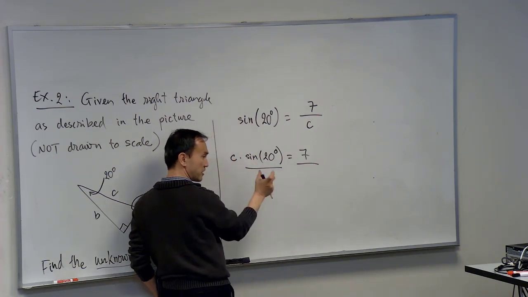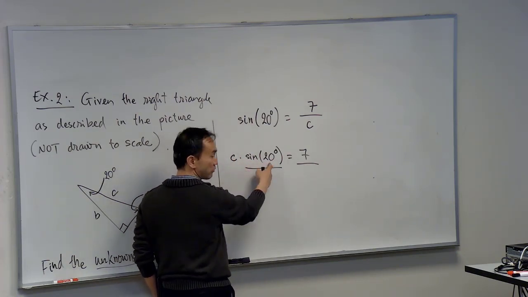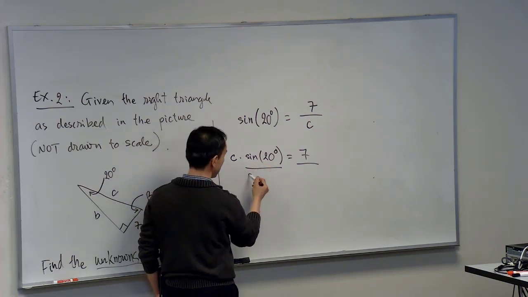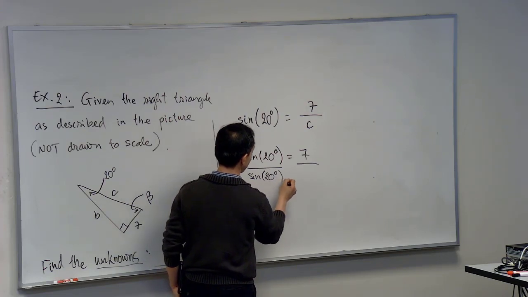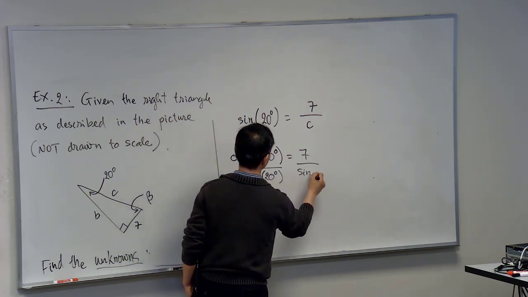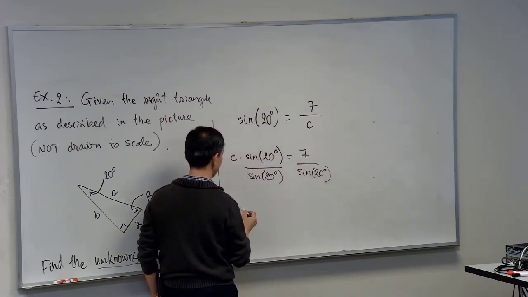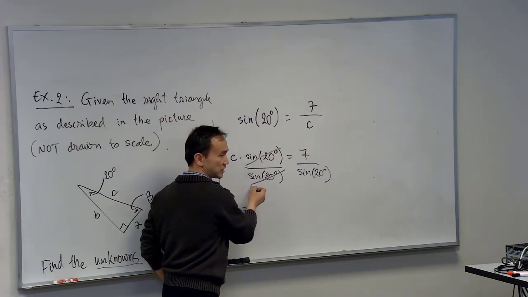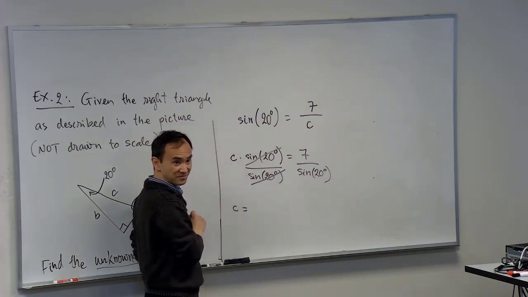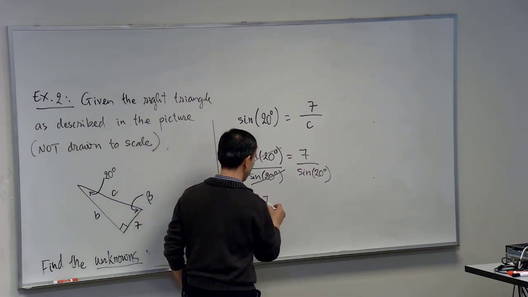Your calculator, again as a reminder, should be able to give you sine of 20 degrees. Once we have that value as a known value, we're going to divide it from both sides of our equation. I decided to hold on to all of the calculation until the very last step. These sine of 20 degrees cancel away on the left-hand side, so C, the unknown we're looking for, will equal 7 over sine of 20.